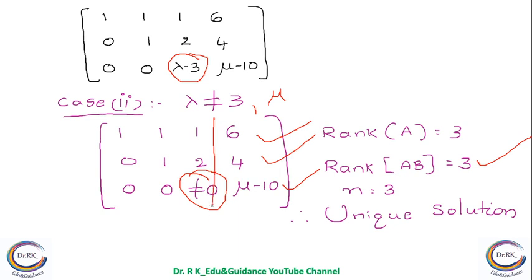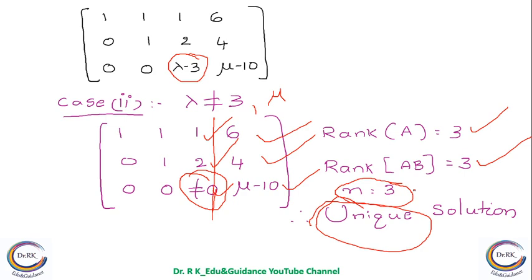Then if you take this part, this is A, right? So this is a non-zero row, this is a non-zero row, this is also a non-zero row. So rank of A is 3. So rank of AB equal to rank of A. That means what do we say? Both are equal, right? That means consistent. So if it is consistent, immediately we need to say whether it is a unique solution or infinite number of solutions, which depends on number of variables. So here number of variables x, y, z is 3. So all are equal, then it is a unique solution. Okay. This is the second case.